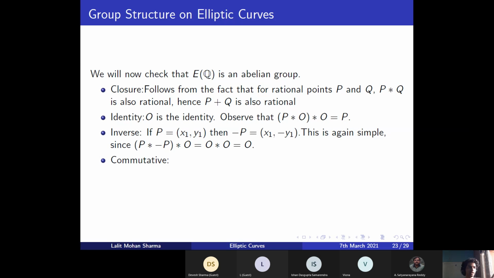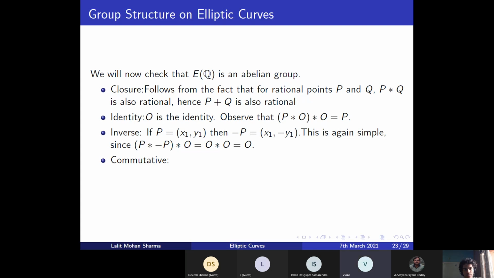So we basically have the identity, we have the inverse, we have proved the closure, which means this is a binary operation. And we're trying to prove that E of Q is an abelian group. So this part is easy. Is this going to be commutative or not? Can you prove commutativity?